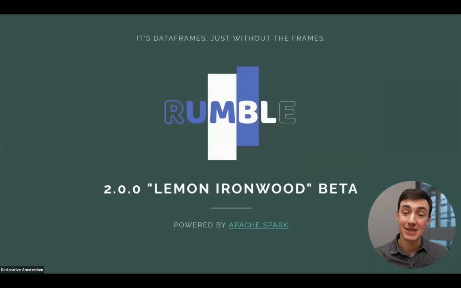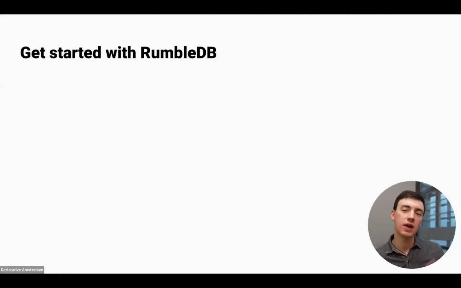We are genuinely excited to bring to the XML community the new features and improvements we discussed today as part of RumbleDB 2.0.0, codenamed Lemon Ironwood, which is now available to the public. So, if now you're wondering, what can I do next? We have made it really easy for you to get started. And there are 3 simple ways to jump in.